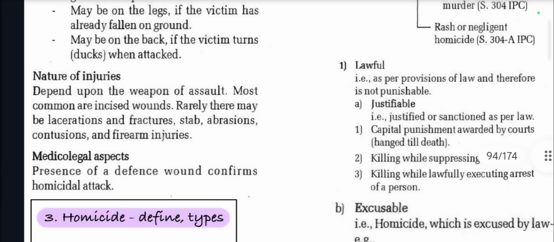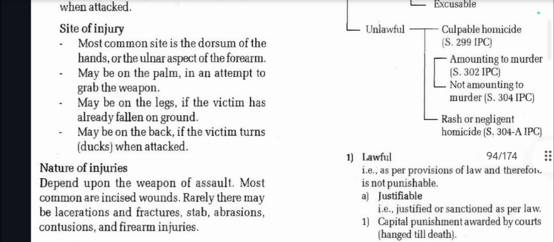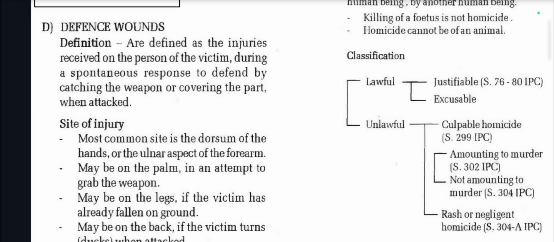What about the nature? Depends upon the weapon of assault. Most common are incised wounds. Rarely there may be lacerations and fractures, stab, abrasions, contusions, and firearm injuries. What about the medico-legal aspect? Presence of a defense wound would confirm the homicidal attack. So these are the medico-legal aspects, the nature of injuries, and your definition and site.